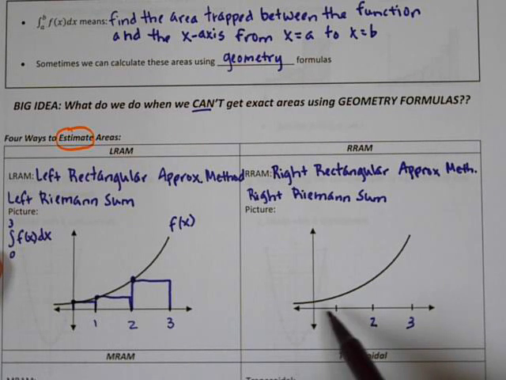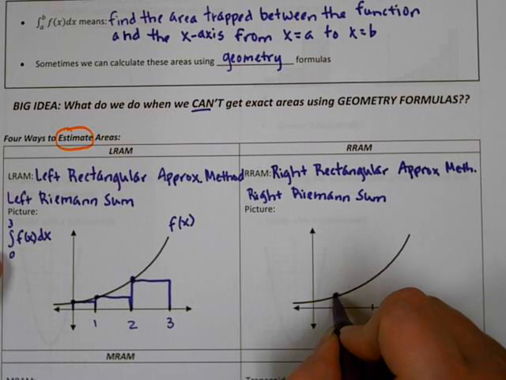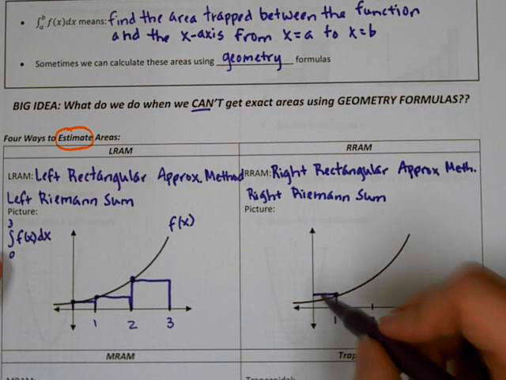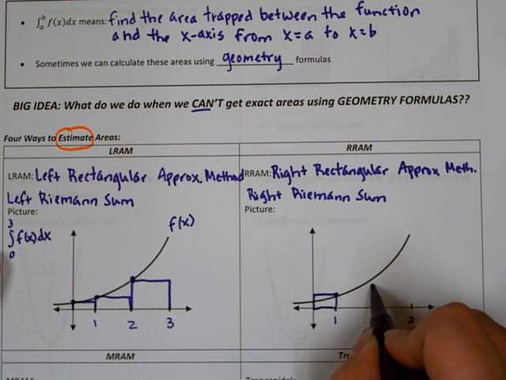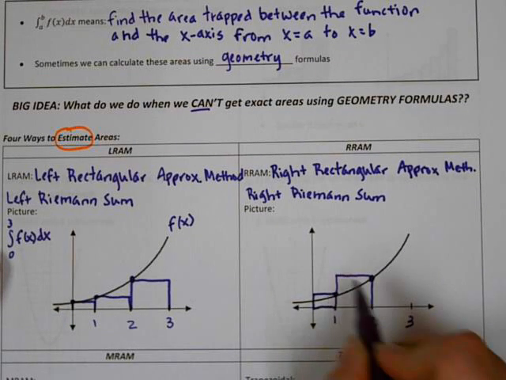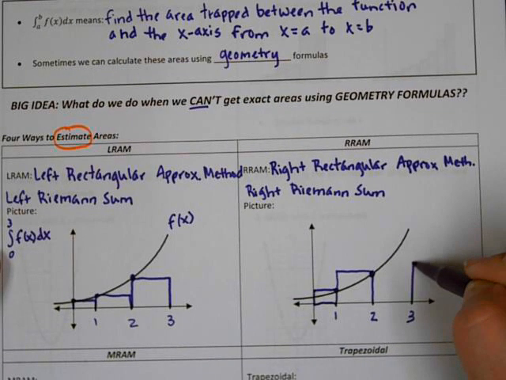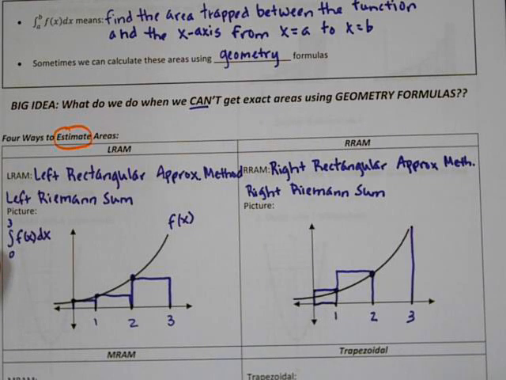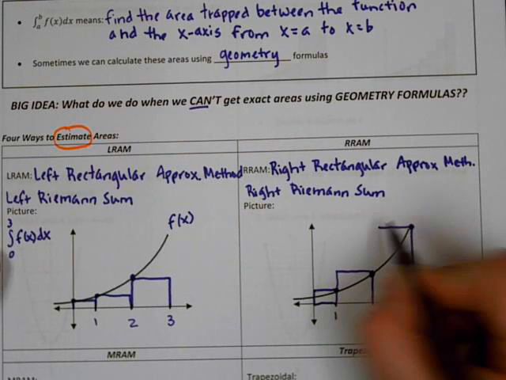So on the interval from 0 to 1, my right endpoint is going to be at 1. So I'm going to start at 1 and go up to my function, and that creates the height for my first rectangle. Okay? Then I'm going to do the same thing on the interval from 1 to 2. My right endpoint is at 2. So I'm going to go straight up to my function, and then I'm going to go across, and that gives me the height of my second rectangle. And for the third one, I go up to my function at my right endpoint, which is at 3, and that gives me the height of my rectangle there.